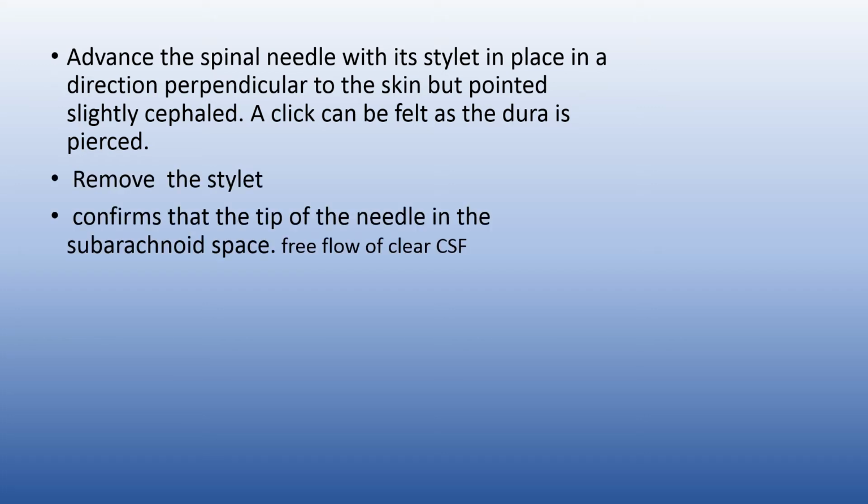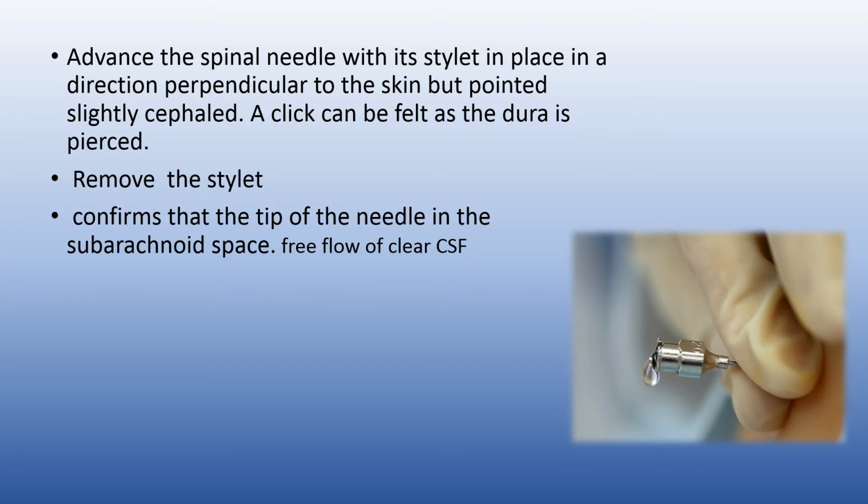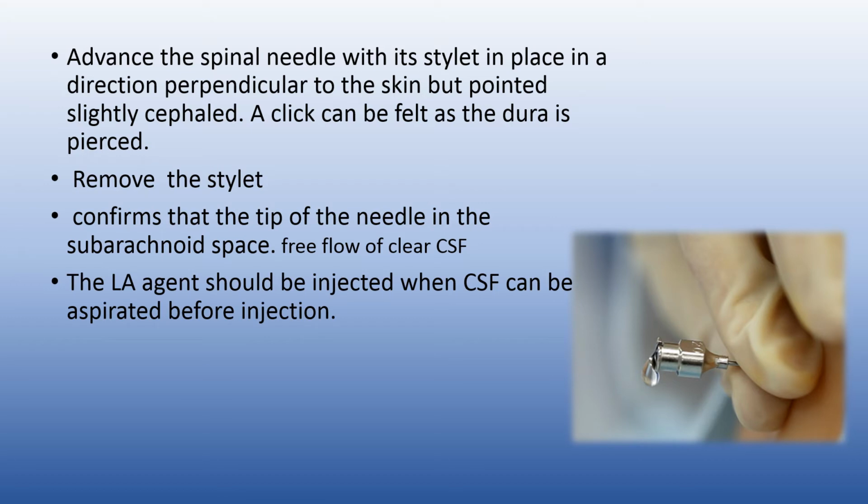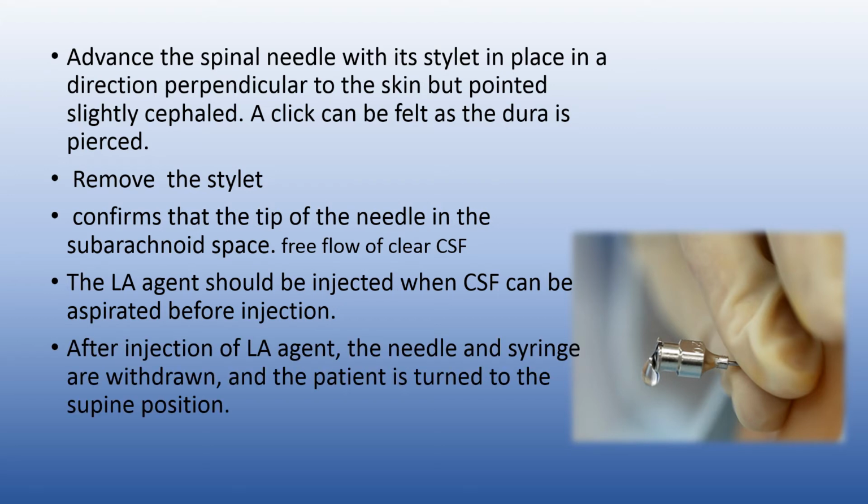Remove the stylet. Confirm that the tip of the needle is in the subarachnoid space by noticing the free flow of the CSF. Look at the picture, and this is the CSF coming out of the needle. The local anesthetic agent should be injected when CSF can be aspirated before injection. After injection of the local anesthetic, the needle and the syringe are withdrawn and the patient is turned to the supine position.